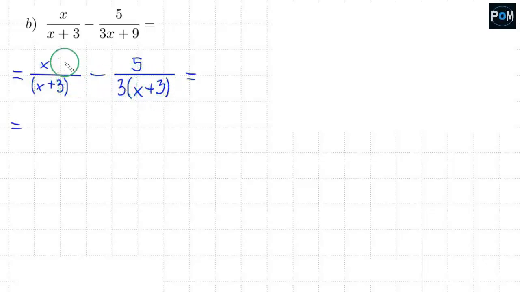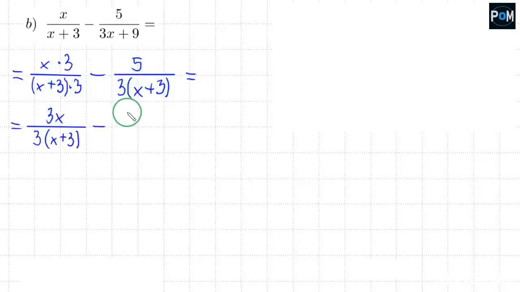This means that in this fraction I'm missing this 3 here, so I'll multiply this denominator by 3, but I also have to multiply the numerator by 3. Here I move 3 to the front to make it the same as in the second fraction. At the top, I write 3x, and from that, I must subtract this fraction.